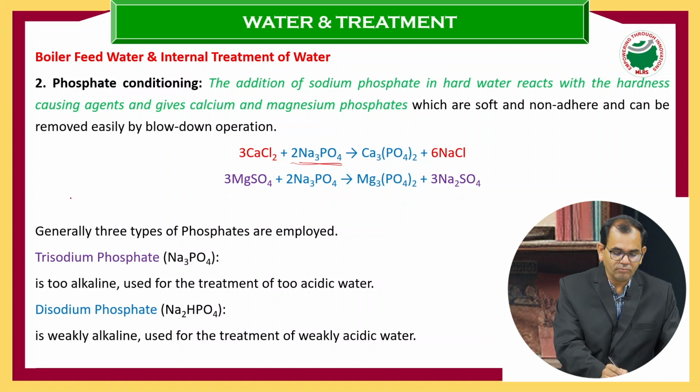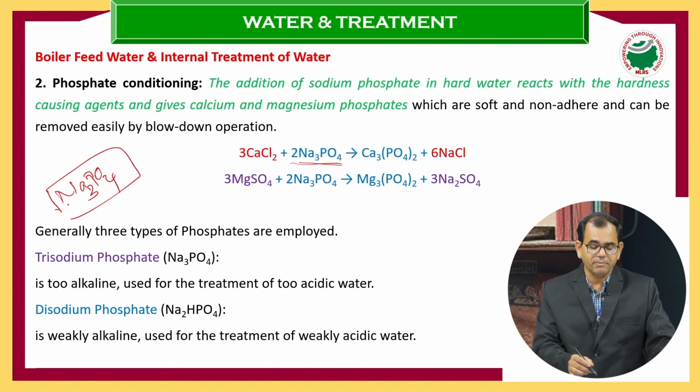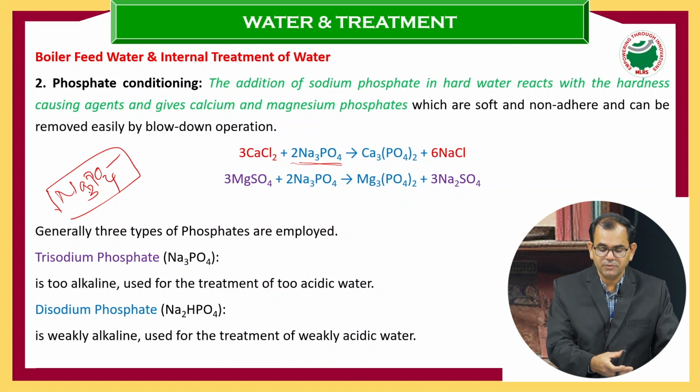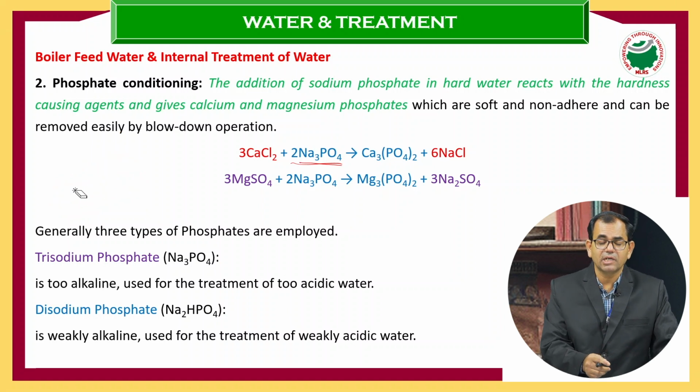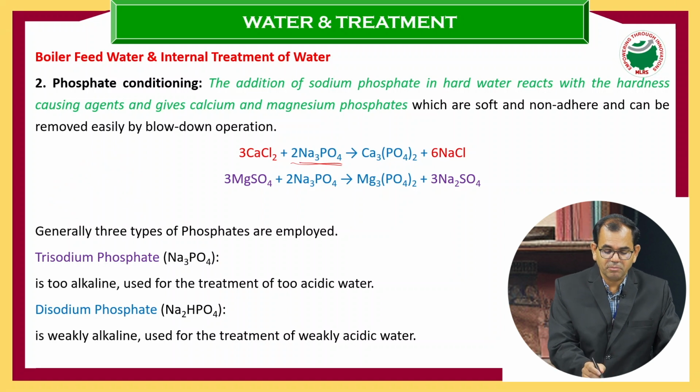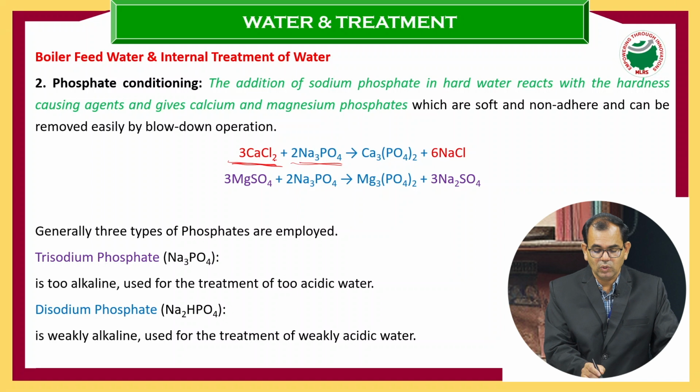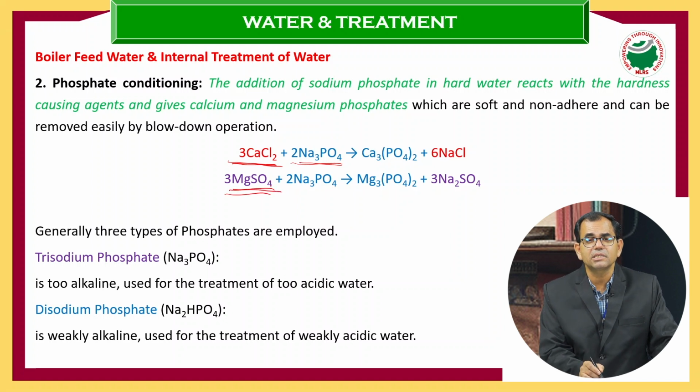Na3PO4, trisodium phosphate: 3 moles of sodium and the phosphate group PO4. How does this trisodium phosphate help to remove the permanent hardness causing salts? For example, calcium chloride, CaCl2, and magnesium sulfate, both salts are permanent hardness causing salts which are there in the boiler feed water.